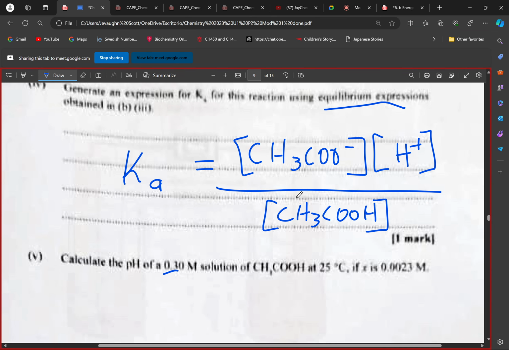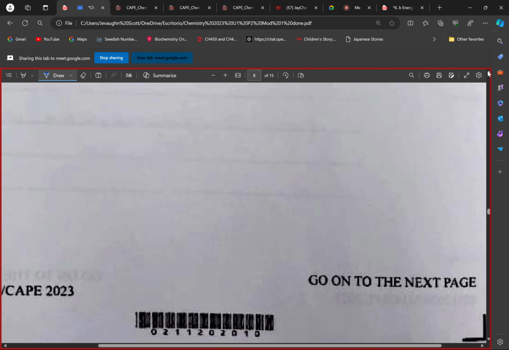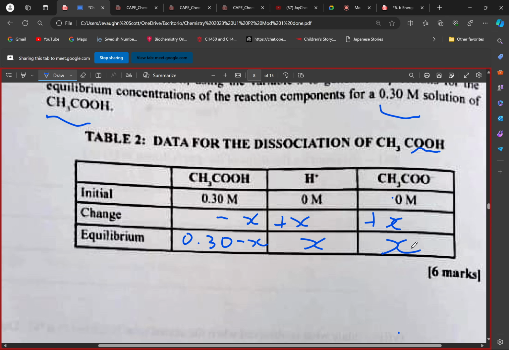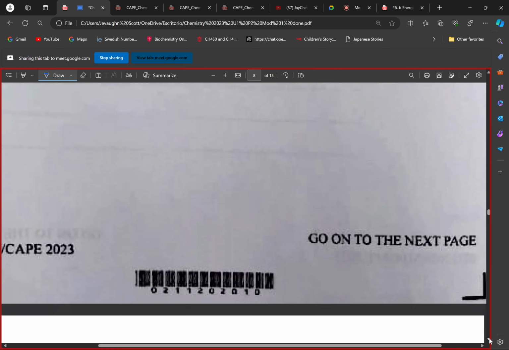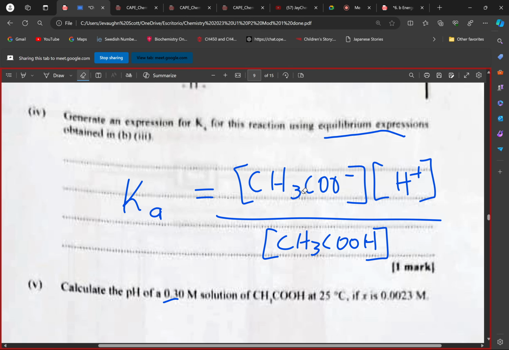Alright, so what we're looking at, this is the Ka, right? So if you use the equilibrium expressions obtained from up here, we're going to be using the equilibrium concentrations. So what we're going to be doing is plugging in these expressions, and that would be what we'd use to get the answer. Would that make sense? So in the case of the equilibrium, we're gonna have basically x squared up here, and I'm gonna have this down here.